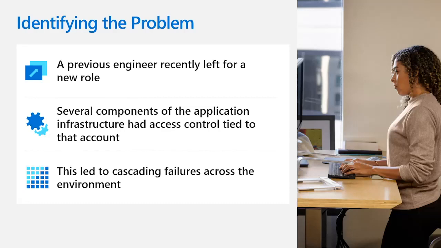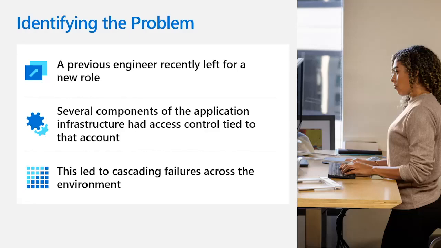So in this instance, a previous engineer recently left for a new role. Several components of the application infrastructure had access control tied to that person's account. And if you've ever been in this scenario, when the person leaves and unfortunately their user role or their account was the one that actually held the keys to the kingdom, now you're going to start having issues. Things won't be able to authenticate. You're going to start having a bunch of problems. So as you can probably expect, this led to cascading failures across our entire Tailwind Traders environment.